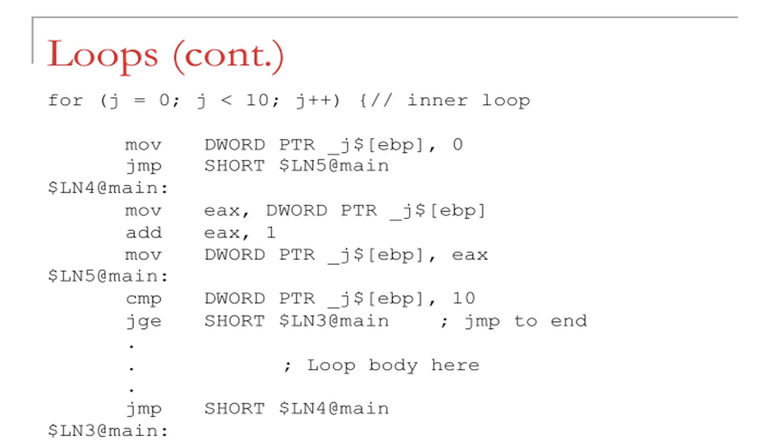Yes, j is a 32-bit integer. That's what we used in the C program. If you remember, we have the C code, integer i, comma j. So both variables i and j are 32-bit integers. Well, D word is referring to 32-bit values. Word is for 16-bit. And you can have byte, that's for 8-bit.